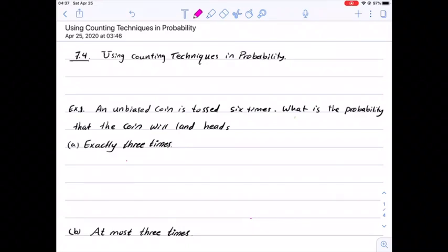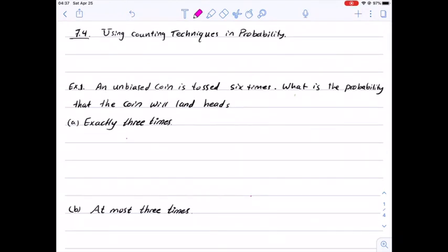In this lecture, we learn how to use counting techniques in solving probability problems. We learned in the previous section how to use combinations, how to use permutations, factorial, and some other techniques to find the number of ways of performing some experiment. Before we start discussing some problems, I want to remind you of two things.